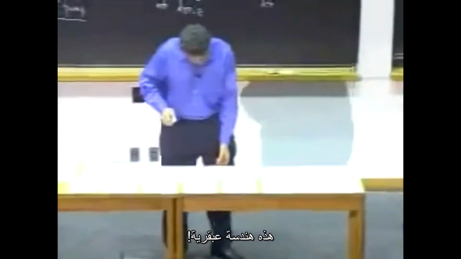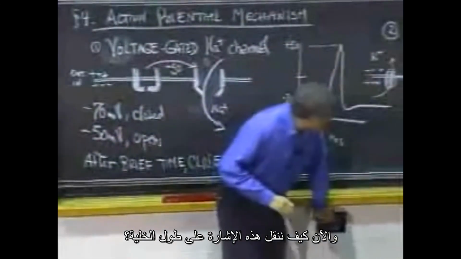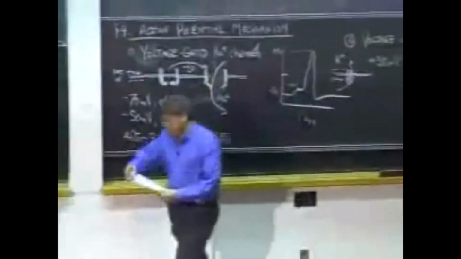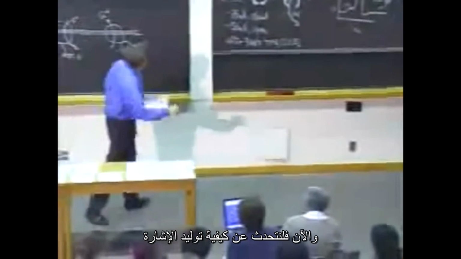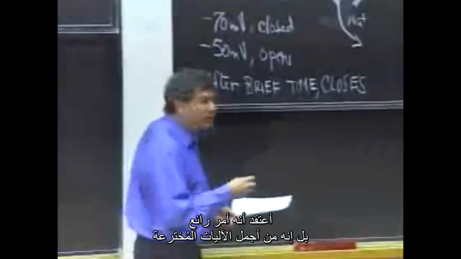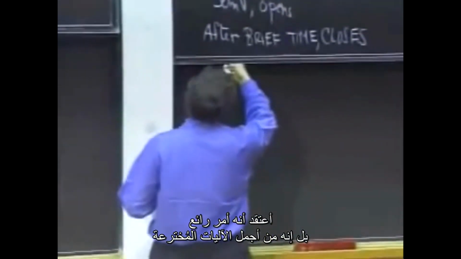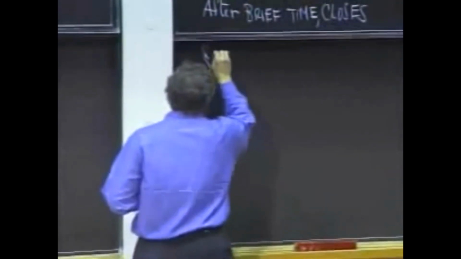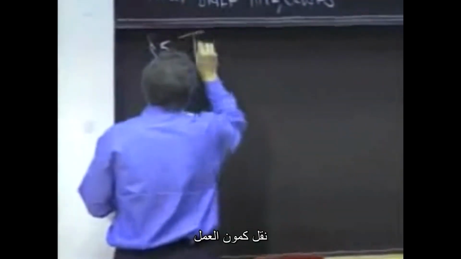Now, how do we manage to transmit this signal down a cell? Well, let's talk about how we propagate. I think this is really cool. This is one of the truly great mechanisms that was invented. Transmitting an action potential.